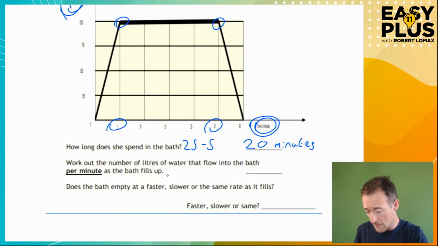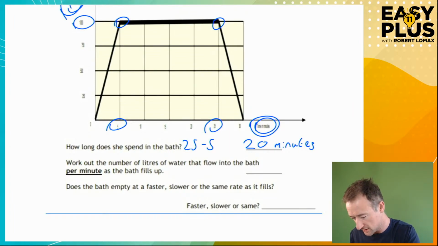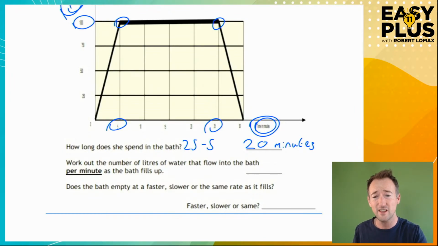Work out the number of litres of water that flow into the bath per minute. Underlined and bold. Could there be any clearer? As the bath fills up. So what's the total? This is very hard to read, but if you look up, you've got 0, 250, 500, 750, 1,000. Ah, yes, 1,000. No, they've underlined it and put it in bold. The number of litres per minute. What does per mean? It means divided by. Why am I shouting? Because so many people will make this mistake in this question.